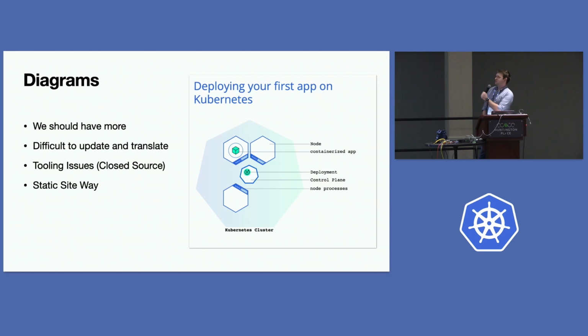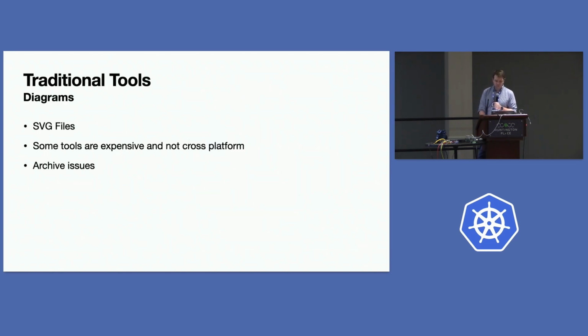So next thing I wanted to talk about is diagrams. This is something I strongly feel like we should have more of. I think the reason we don't right now is because they're frankly very difficult to update and translate. And additionally, a lot of the tools we use are closed source and are incompatible with how we do things using static site generators. So for example, a lot of the images on the Kubernetes website right now are SVG files. And some of the tools are expensive and not cross-platform.